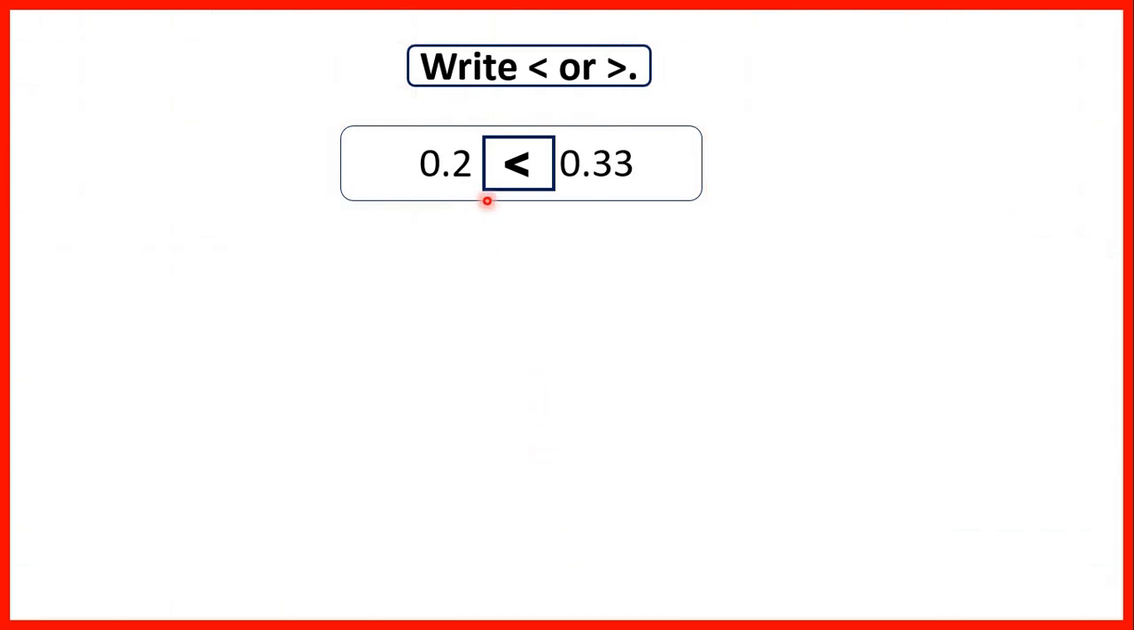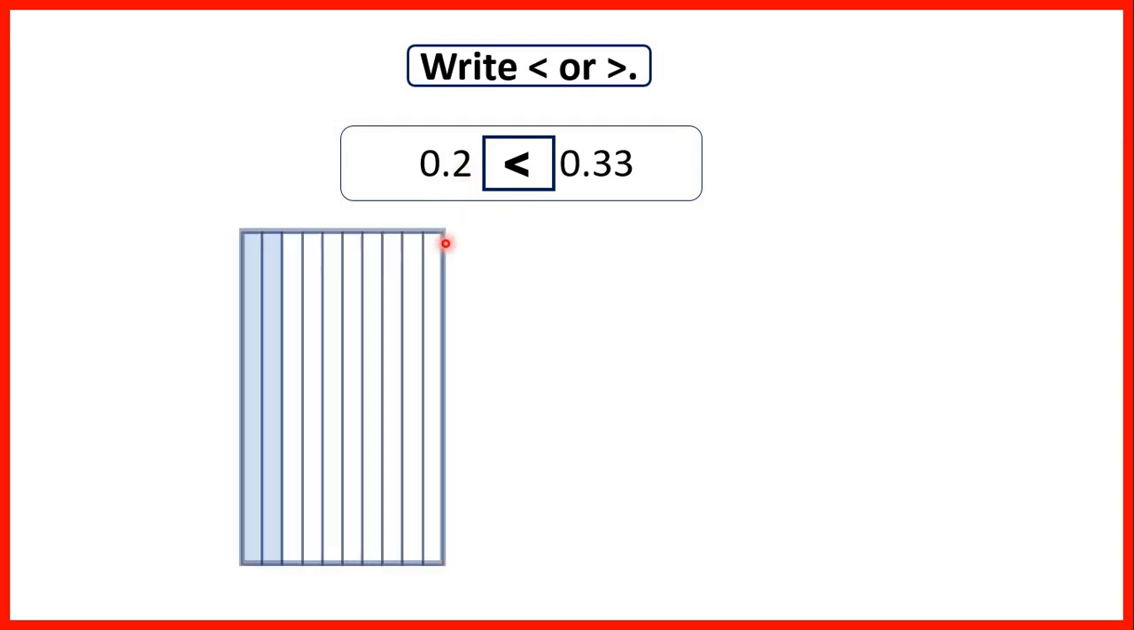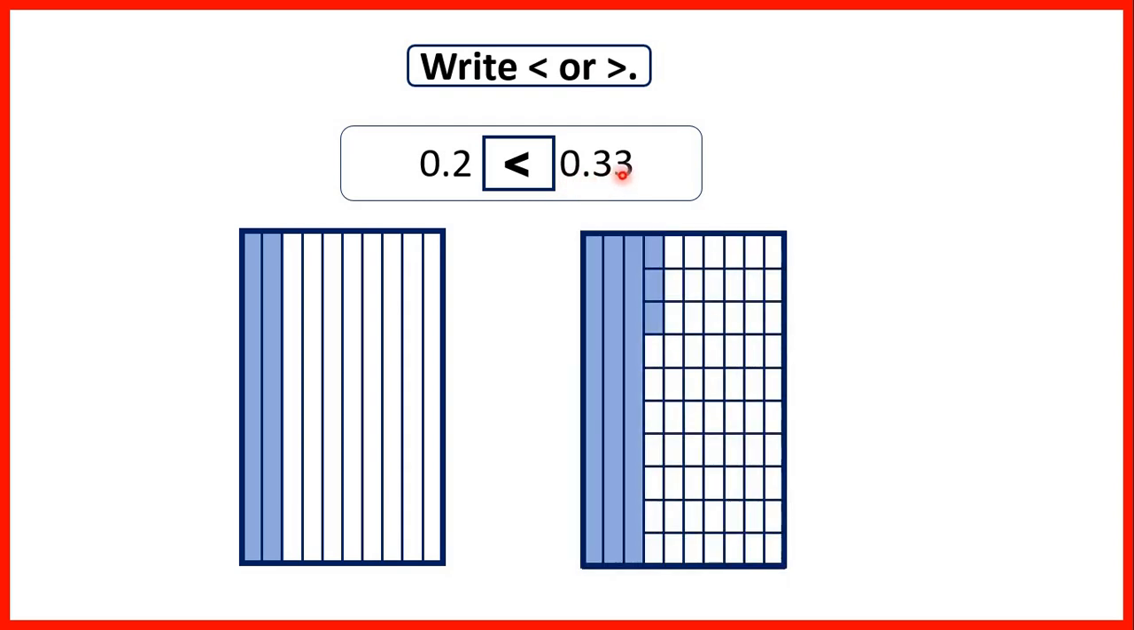So let's think back to this first question. We had 0.2, and we know that the first digit after the decimal point is the tenths digit, so we can show 2/10. Then we had 0.33, so that's 3/10 and 3/100ths, which we can show on our fraction bar. And we can see clearly that 0.33 is the larger decimal because a larger amount of the fraction bar is shaded. We could also show place value counters, so with 0.2 we have 2/10, and with 0.33 we have 3/10 and 3/100ths.